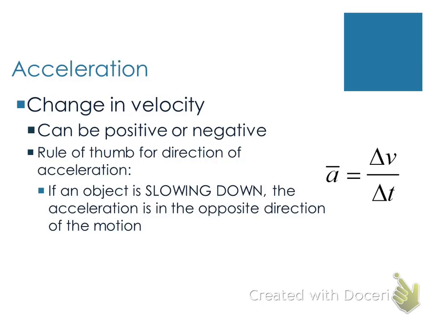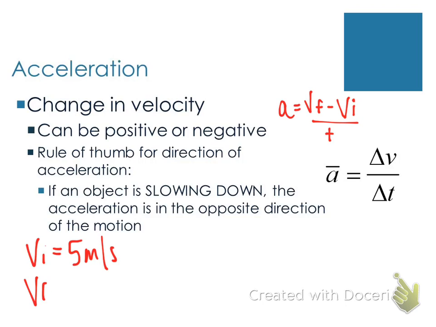So let's just try an example here with some math so we can prove that rule of thumb. Acceleration equals velocity final minus velocity initial over time, right? That's what delta means, right? That's what the triangle means, change in, or final minus initial. So let's look at an example here where an object slows down. Let's say our initial velocity was 5 meters per second. Our final velocity was 1 meter per second, and it did that in 2 seconds.